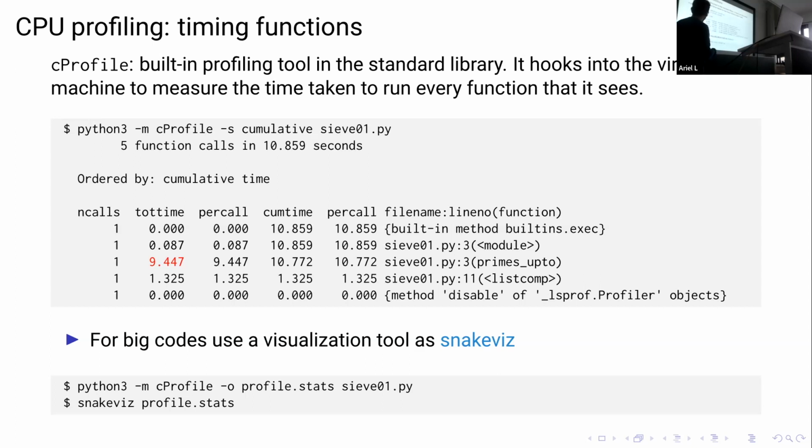So there are visualization tools which will somehow represent this. They will produce a plot to show the relation between the functions and how much time is spent on each of them. One popular one is called snakeviz. This one is not part of the Python library, so it has to be installed with pip install, or it's available in many Linux distros as a package.